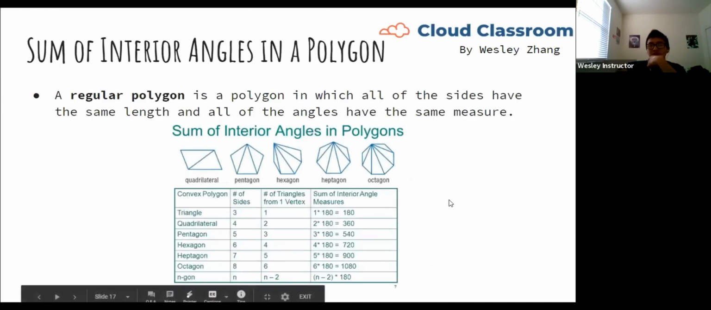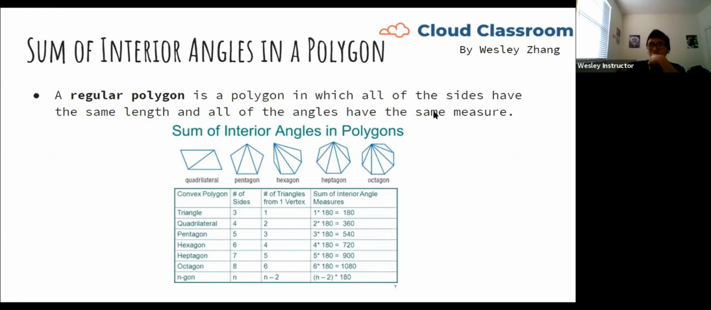All right, sum of interior angles in a polygon. A regular polygon is a polygon in which all of the sides have the same length and all of the angles have the same measure. So a regular rectangle is a square. All sides are equal, all angles are equal.